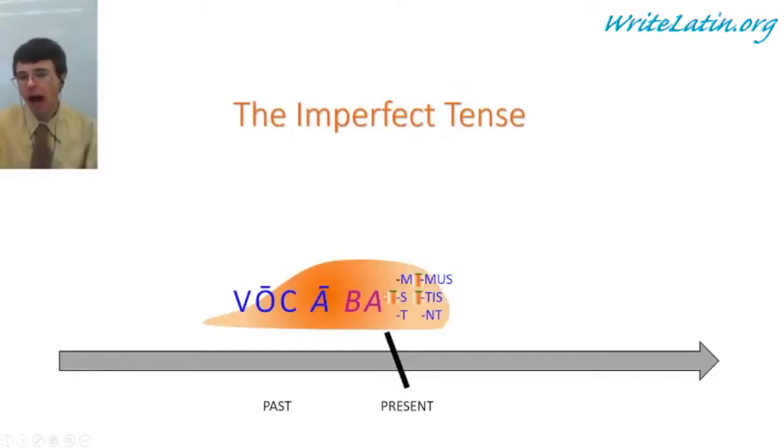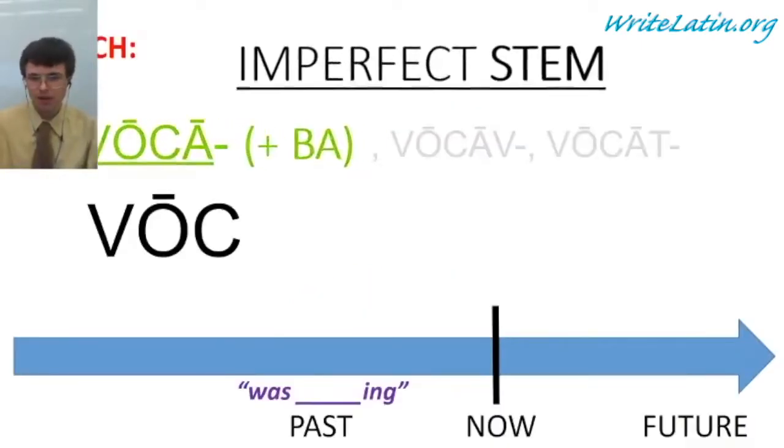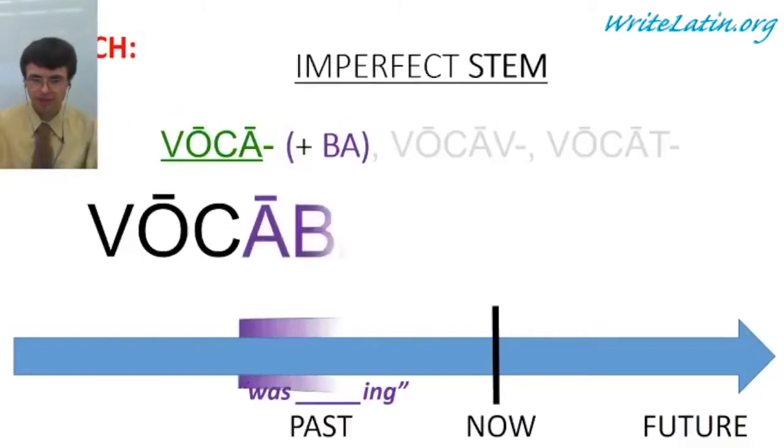Vocabam, vocabas, faciebam, faciebas, if it was that word instead. Or eram, eras. Well, eram doesn't do it as much. Now, what is this eram? This is the word to be. And obviously, it's different from other imperfect words because it has no ba. It's special. Okay, so let's start practicing this.